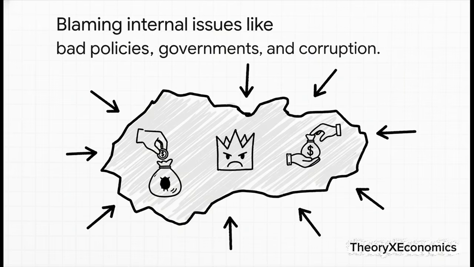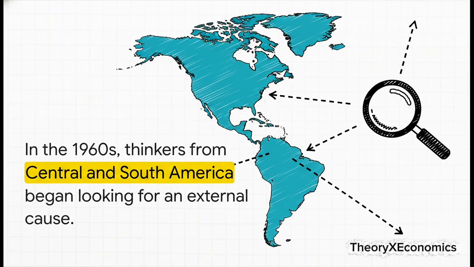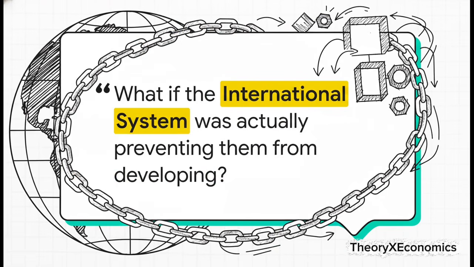But dependency theorists started to wonder, what if that's not the whole story? Because back in the 1960s, a bunch of really sharp thinkers, mostly from Central and South America, looked at this exact problem and said, hang on, we think something else is going on here. And they started looking outside of these countries for the real cause. And this was their bombshell idea.